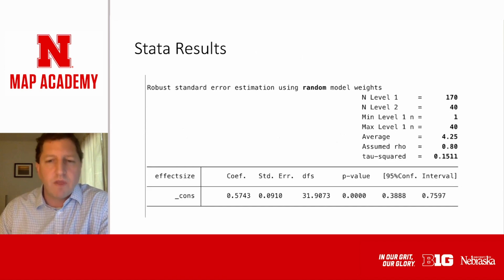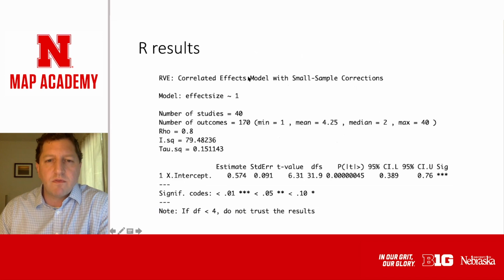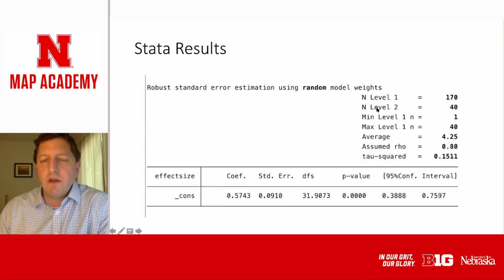But R is free. This is what the output looks like when you run RVE in Stata. So this is the Stata results. You can see they've got level 1 and level 2 here. Level 1 is the number of effect sizes that you had in your meta-analysis. Level 2 is the number of studies. You can see that the minimum number of effect sizes in a study was 1, and the maximum was 40. So there was one study that had 40 effect sizes in it.